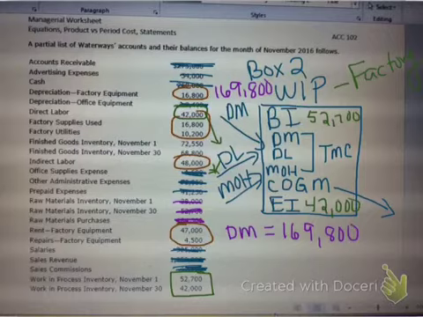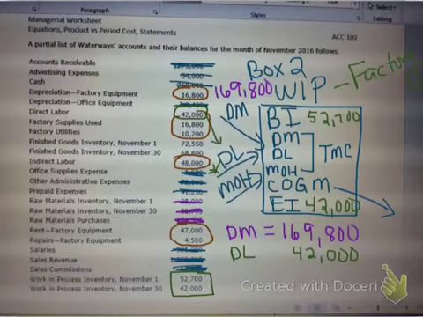My direct labor is $42,000. And then I have to look at the manufacturing overhead. For manufacturing overhead, I am going to add up all of those amounts that I have circled in brown. In this case, it's going to be the depreciation for the factory equipment, which is at $16,800. And then I'm going to have the factory supplies used, which is also at $16,800.